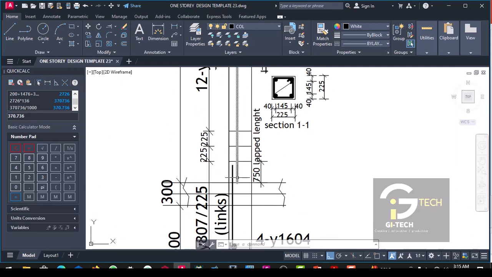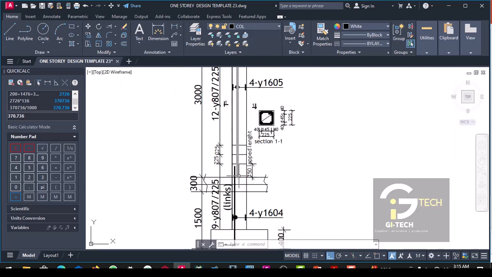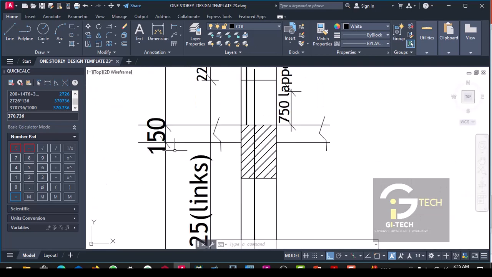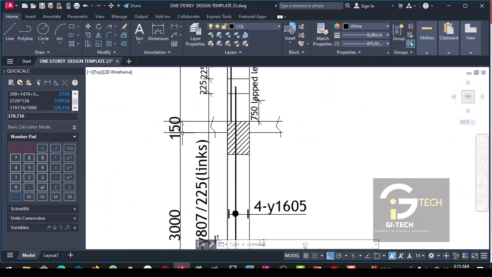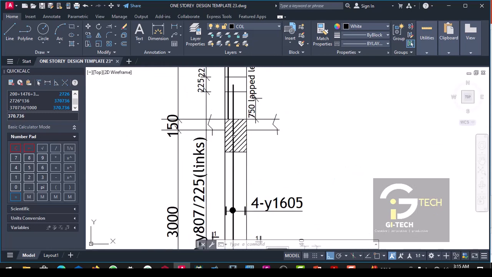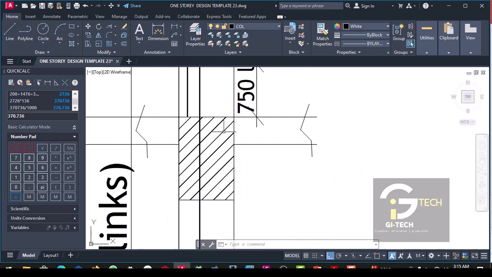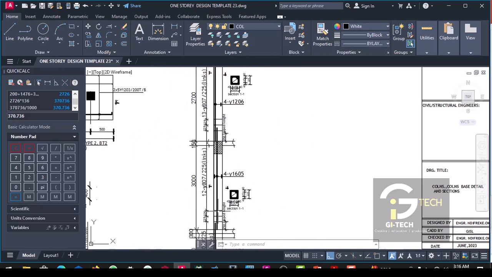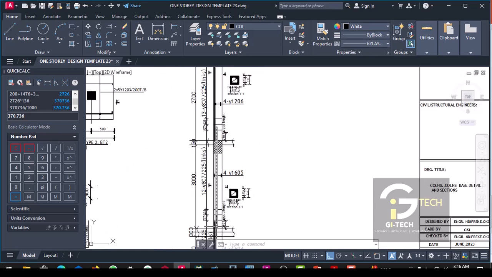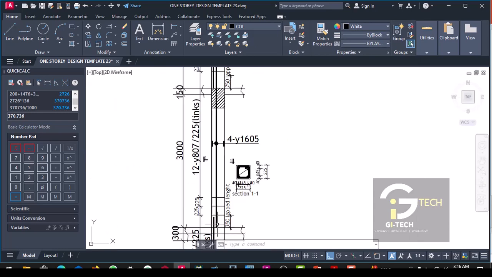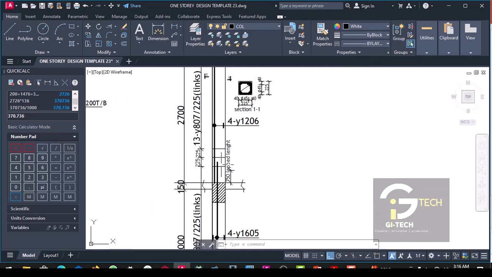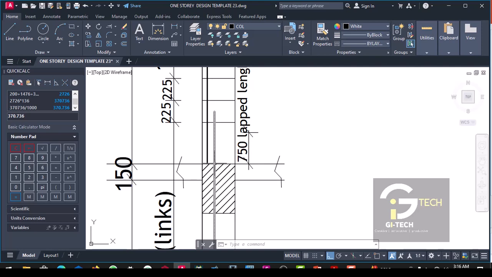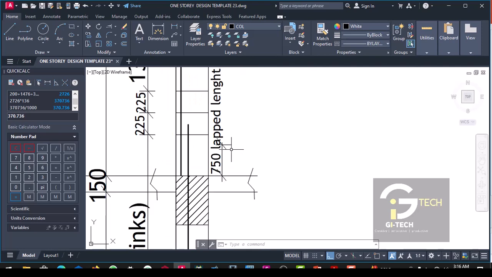this is our lap length, which is the 750. So from here to here is at 3000. Remember, this is the beam, the floor beam. So this reinforcement will move straight from the DPC level to the first floor, and you will have to project 750 again as the lap length.